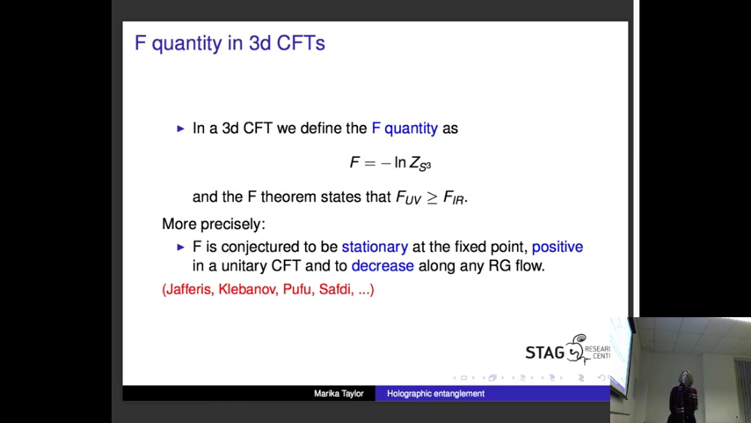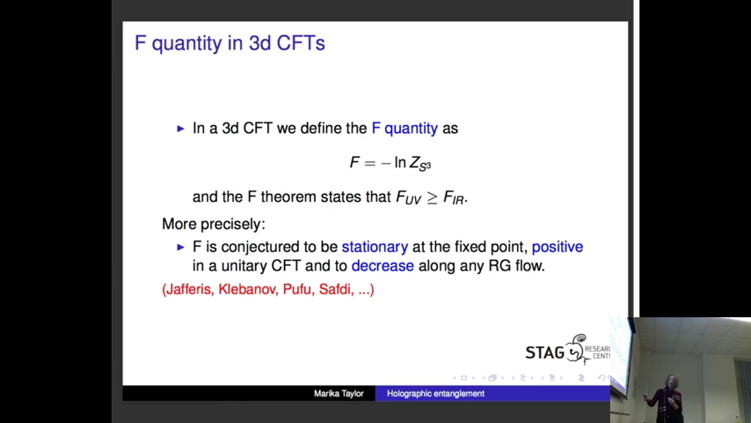So the best candidate people have had, in a 3-dimensional conformal field theory, is to put the theory on a 3-sphere. That means you Wick rotate and put it on a 3-sphere, and then basically calculate the log of the partition function on the 3-sphere. Now the F theorem in this case would say that this quantity, F, which is basically the log of the partition function, is strictly positive in a unitary conformal field theory, it's stationary at any fixed point, and it decreases as you go along the RG flow. So as you go along the RG flow from the ultraviolet to the infrared, F would actually decrease.